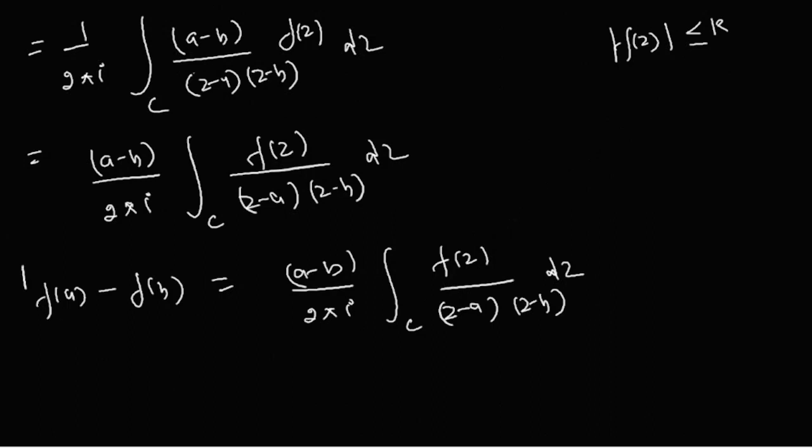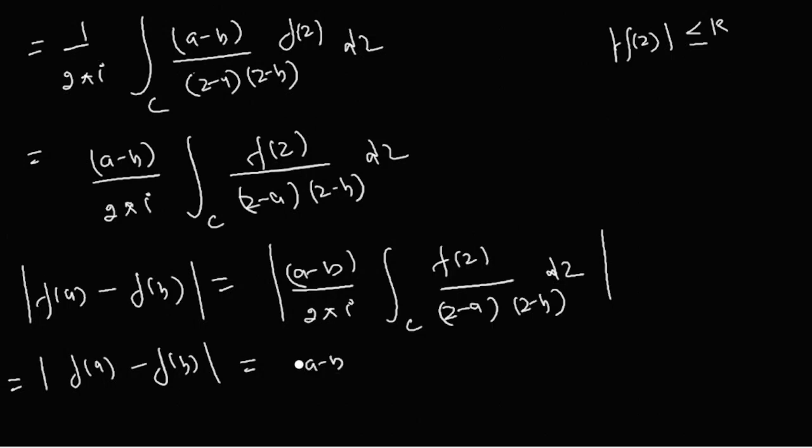For this we need to first take the mod on both sides, which is equal to mod of f of a minus f of b, modulus, equal to (a minus b) upon 2 pi i, modulus. Because 2 pi is a real number, the modulus of 2 pi is again 2 pi, and a minus b is also a real number, so the modulus of a minus b is again a minus b.